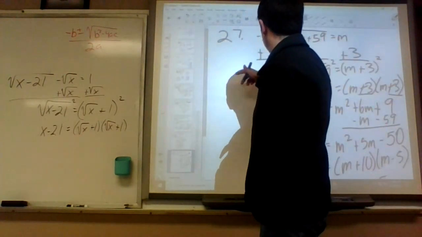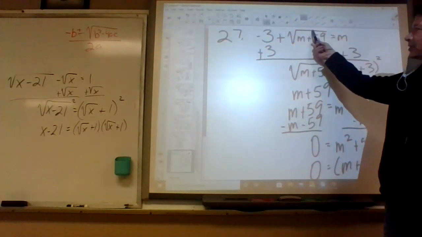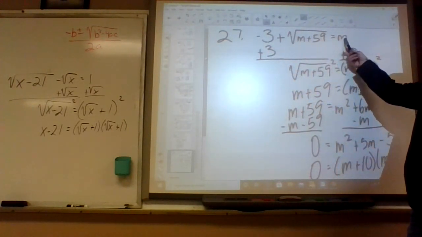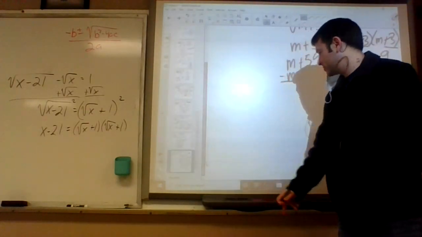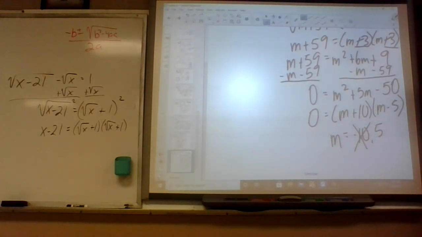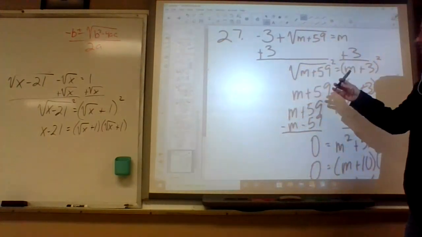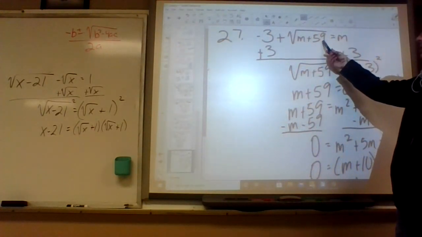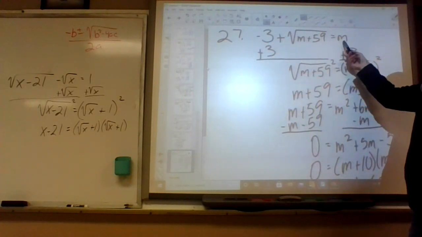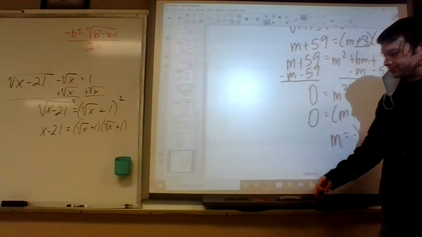I plug those back in. Negative 10 plus 59 is 49. Square root of that is 7. Plus negative 3 is 4. And what did I plug in? Not 4. So negative 10 does not work. If I plug in 5, it's going to have to work because we're out of no solution. 5 plus 59 is 64. Square root of 64 is 8. Plus negative 3 is 5, which equals 5. 5 works. All right.